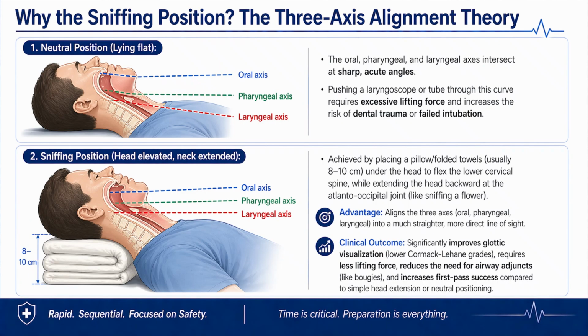Now this image is showing the sniffing position. You can see once the patient is in sniffing position, the oral axis, the pharyngeal axis and the laryngeal axis are inclined in a straight line, and both the bag mask ventilation and the laryngoscopic view improve a lot.